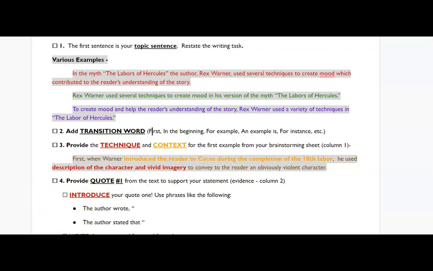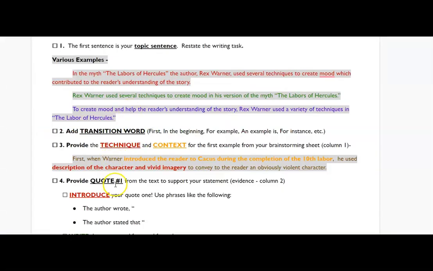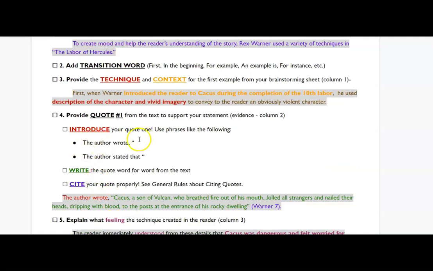Okay. So that is actually the next thing in my chart, the quote. Right. And so I'm going to take my quote and put it next. I'm going to introduce it with an anchor, such as the author wrote or the author stated that, and then write my quote, and then we cite my quote. In your case, your quote should all be from page 1. But mine is from page 7. So I have Warner 7 here after my quote.